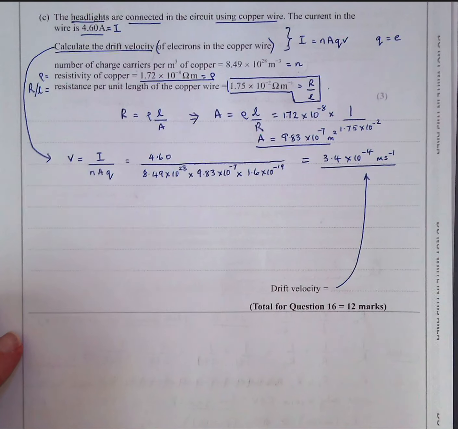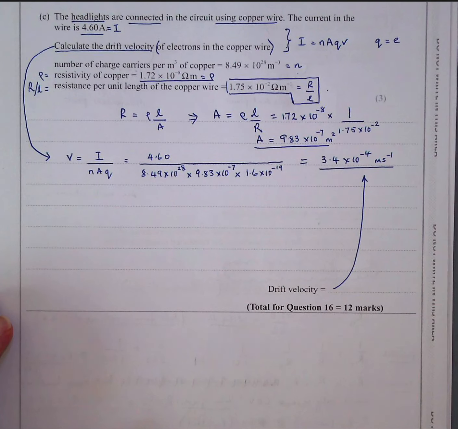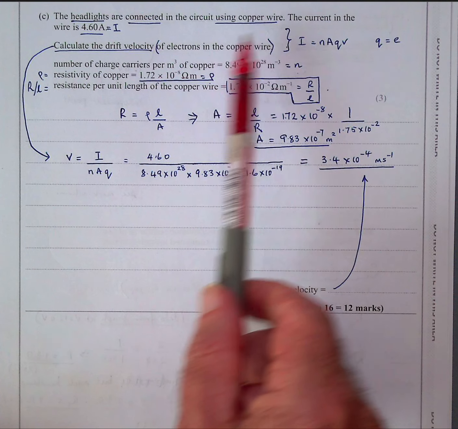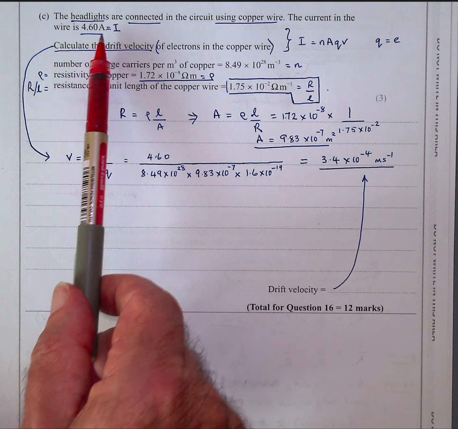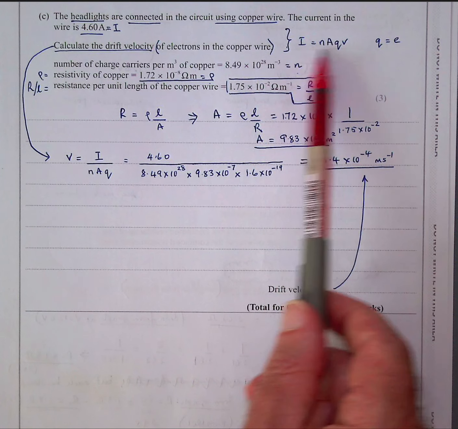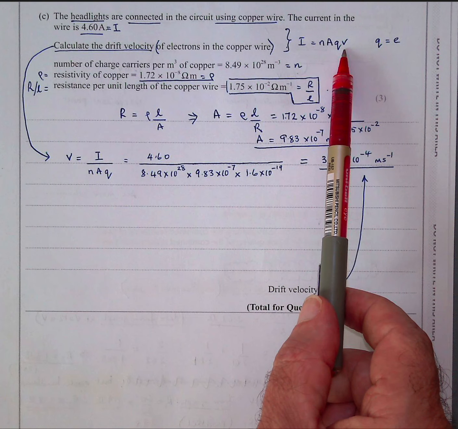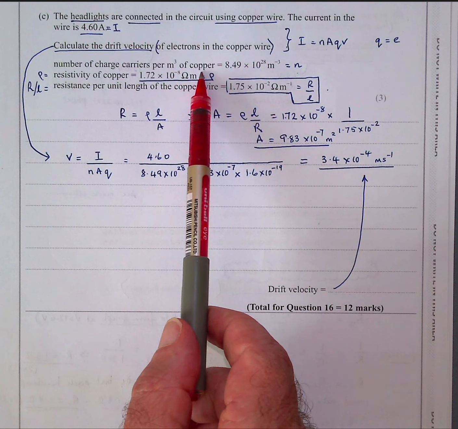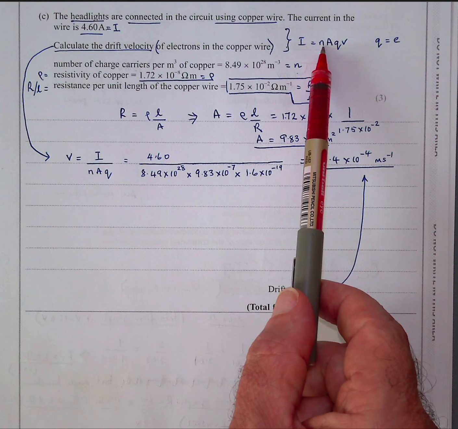The next question, part C, says the headlights are connected in the circuit using copper wire. The current in the copper wire is 4.60 amps, so I is known. Calculate the drift velocity. This is the equation where drift velocity is v. Q we know is the charge of an electron. The number of charge carriers for copper has been given to you, so we know n.